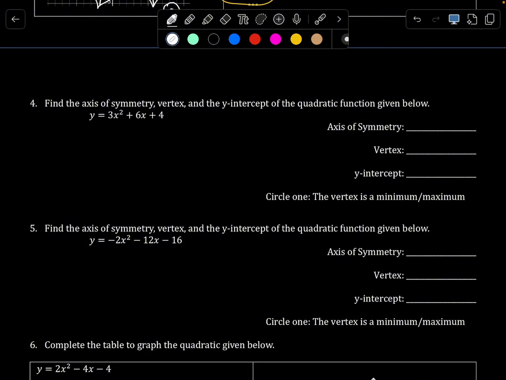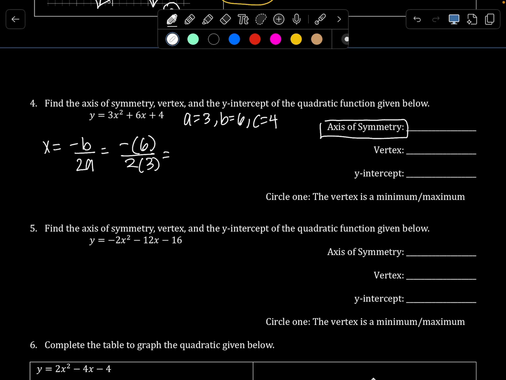All right, for number 4, I think this is a good formula for you to write down on your flashcard: -b/2a. This is your axis of symmetry, okay? Identify your A, your B, and your C. Negative parenthesis, 6, over 2 times 3. Always, always, always put parentheses around the A and the B, or else you're going to get this wrong. So it's -6/6, therefore equals -1. Therefore, x equals -1. It's all multiple choice on the final, so hopefully you guys are able to select the right one.